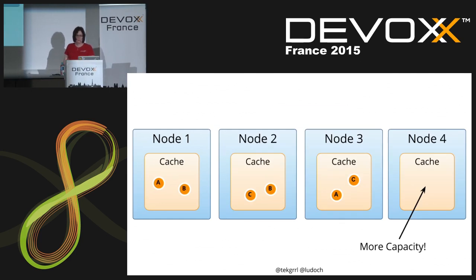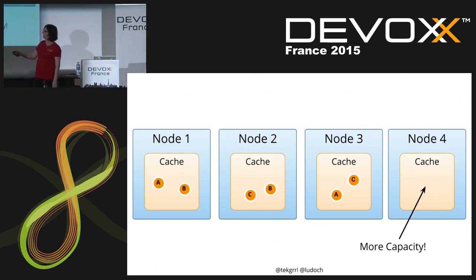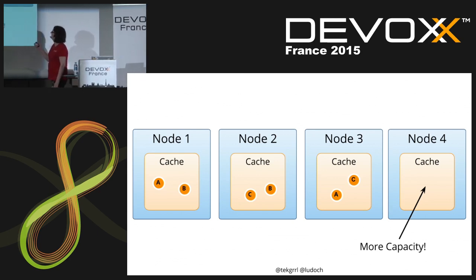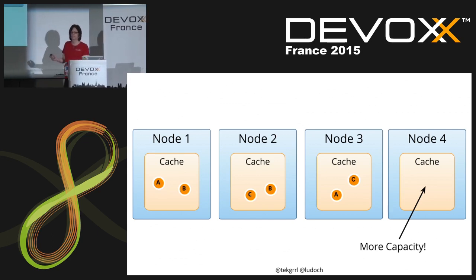So, what about adding more capacity to our cluster? So we started off with three nodes, and we have three nodes, redundant copies of our keys, and we have another node added to our cluster. We just added this node, more capacity. So now we can store more entries. And we are very conscious about the amount of memory we're using, particularly Java heap space. So that's a big consideration for us.